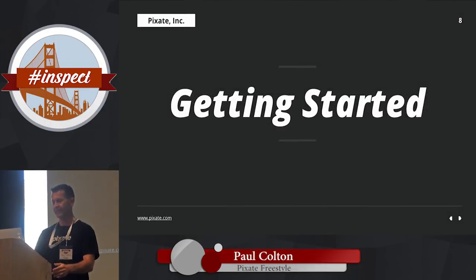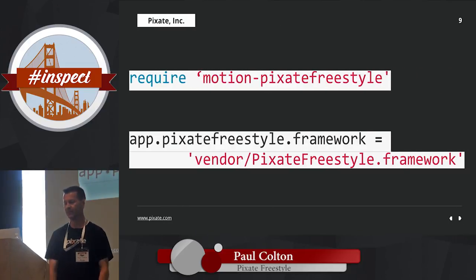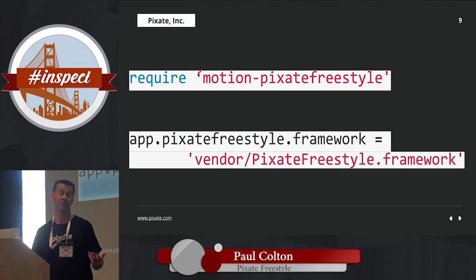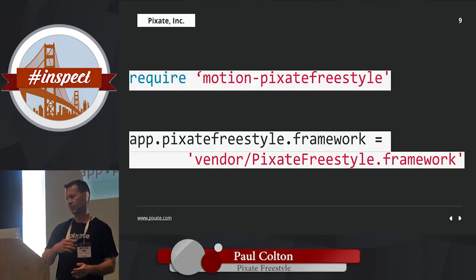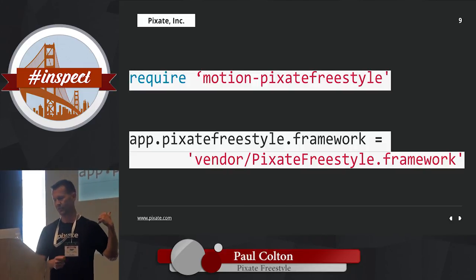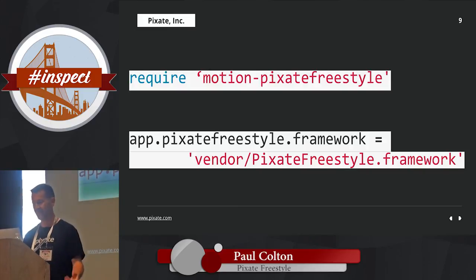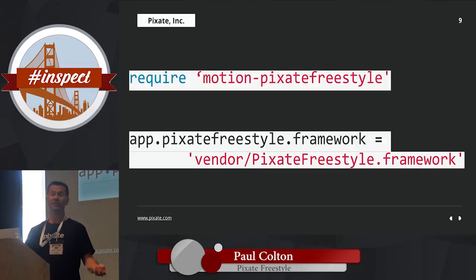All right, so for you guys, getting started is really easy. I had help building the gem for integrating, which is very easy. I mean, it's very small, which is nice because native code can integrate so seamlessly into RubyMotion. There's very little effort. There's a Motion Pixate Freestyle gem. You just put it in your Rakefile, and I'll show you an actual file, but put it like that. And basically, we're down to one line for telling the gem where the framework is.